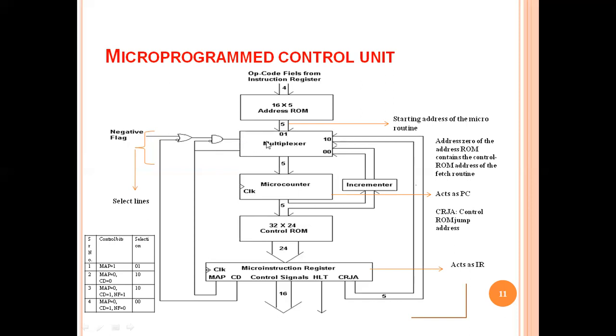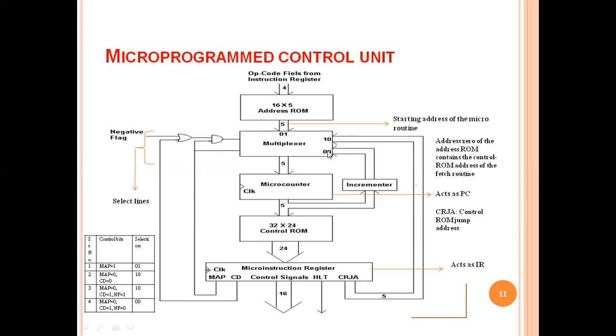When it is 0, 1, these 5 bits will be selected. When this is 1, 0, this data will be selected. When it is 0, 0, this data will be selected, that means this will be incremented. Again, I am telling, when this is 0, 1, the processor has to select the data from the address ROM, that means the starting address of the subroutine. Clear? When it is 1, 0, the processor has to select the address which is written in the CRJA, that means the control ROM jump address of the micro instruction. So the CRJA 5-bit address will come here. Clear? If it is 0, 0, the processor has to only increment the address.